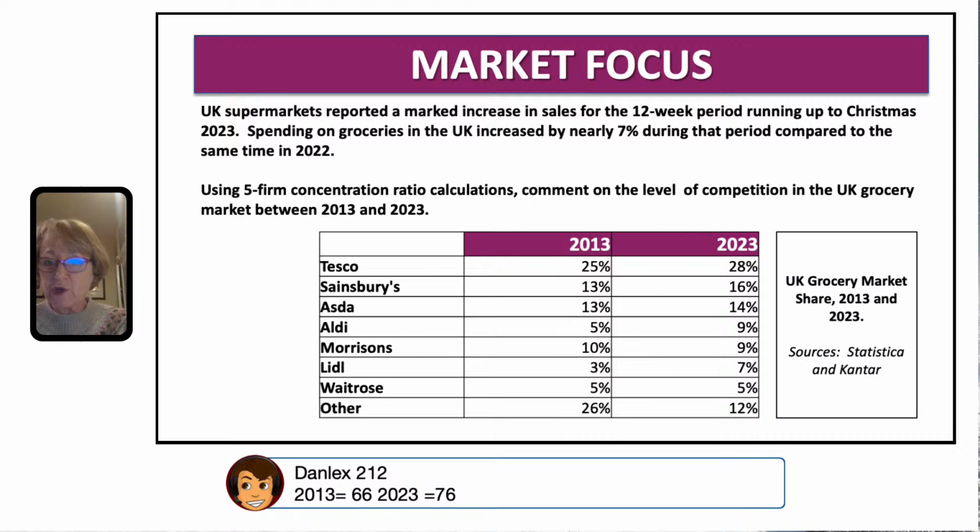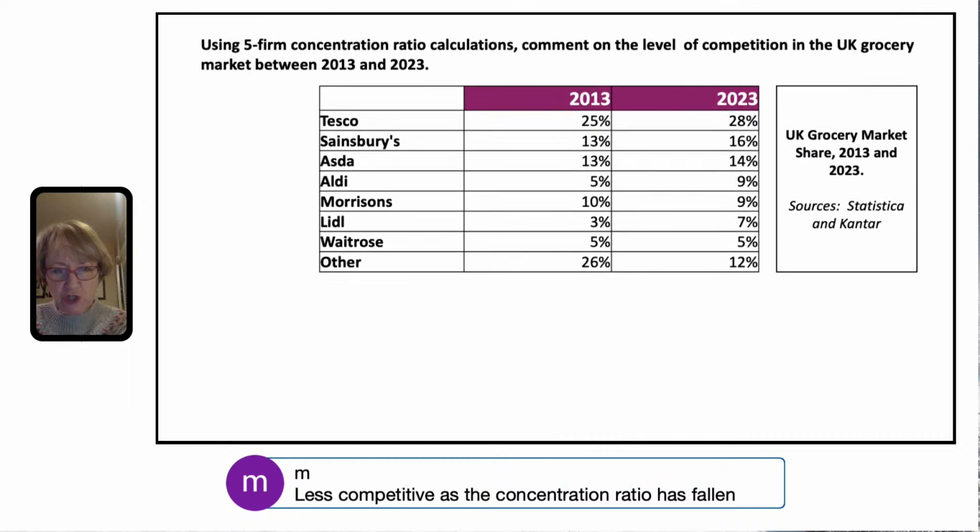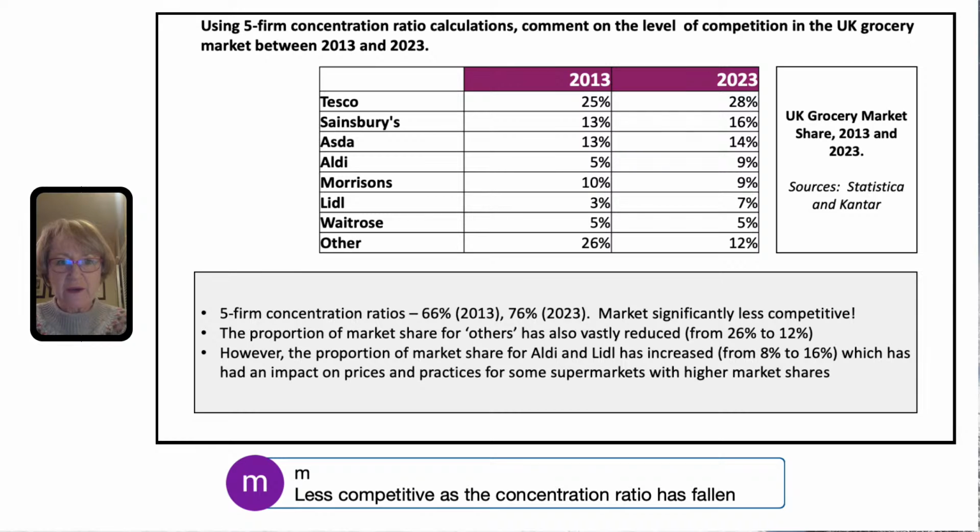Less competitive as the concentration ratio has fallen. Has it fallen or has it risen? Okay, so let's put up the comment that we've got about the concentration ratio here for you to take a look at. In 2013, it was 66%. So remember I said make sure you're looking at the right column here. The middle column on the table there is 2013, and the right-hand column is 2023. So there we can see it's increased. It was 66%, and now it's 76%.